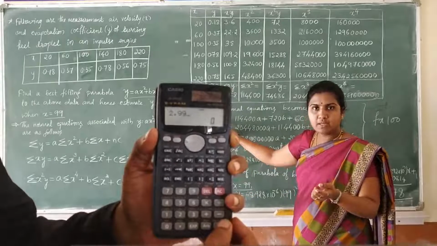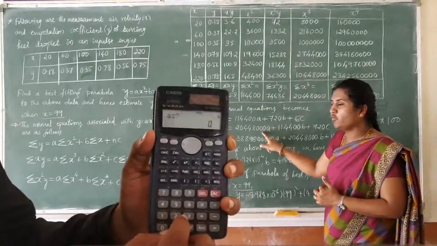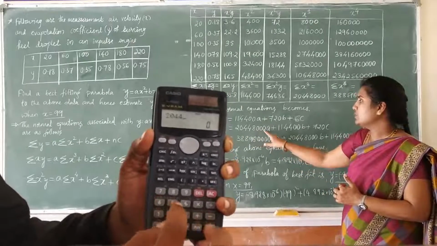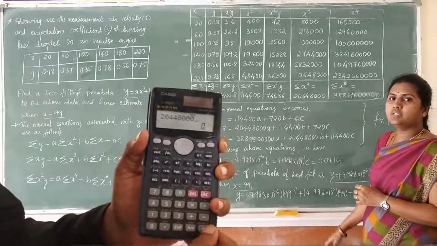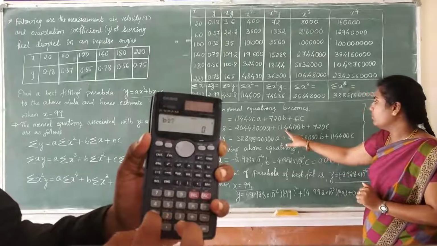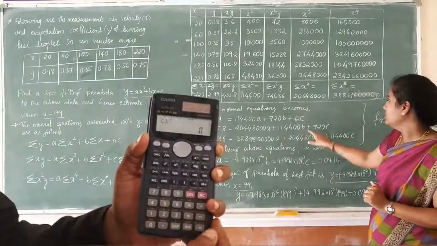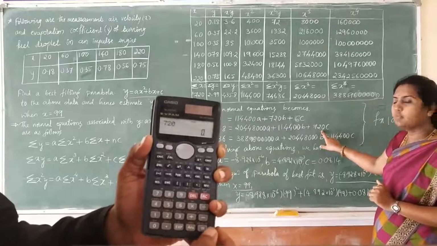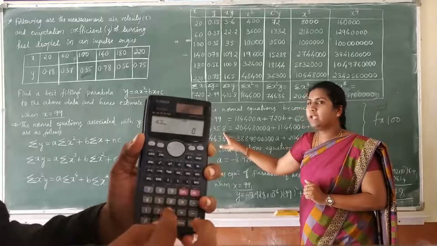Next, put equal sign. It is again asking for A2. A2 means go for the second equation. That is 20448000. That is A2. Press equal sign. Go for B2. B2 is 114400. Press equal sign. Next, C2 they are asking, 720. Press equal sign. Next, D2 there it is asking, that is 435.8.